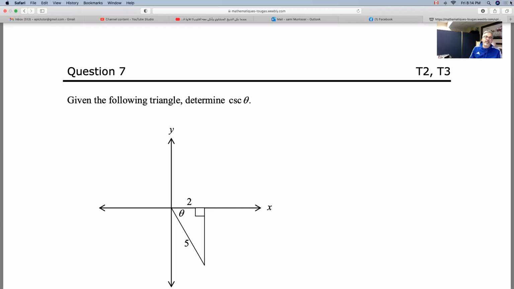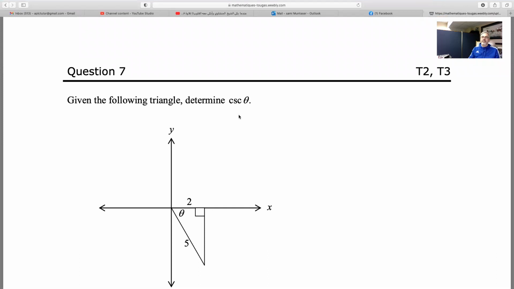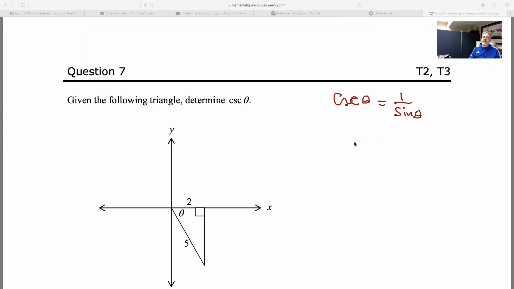Here is another question. Given the following triangle, determine cosecant theta. So cosecant is the reciprocal of sine. So cosecant theta is the same as 1 over sine theta. So since the cosecant is 1 over sine, now we know from SOHCAHTOA, the sine is opposite over hypotenuse, then cosecant theta would be hypotenuse over opposite.